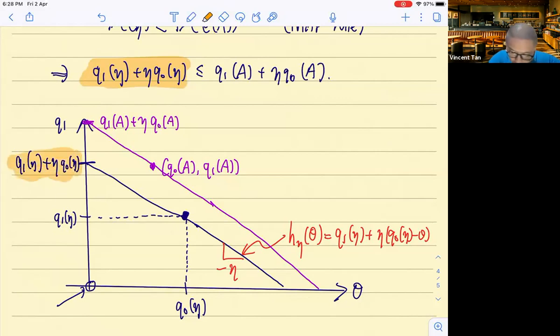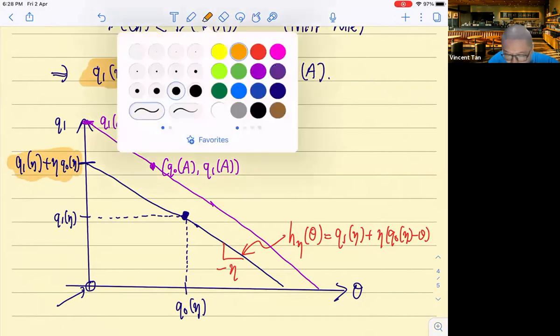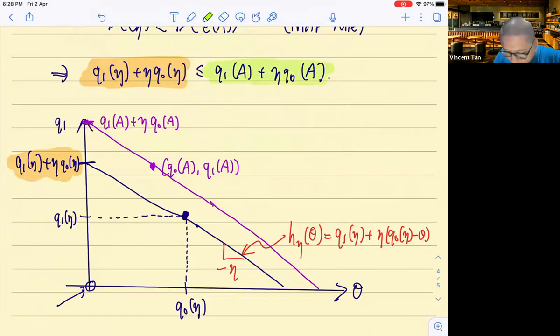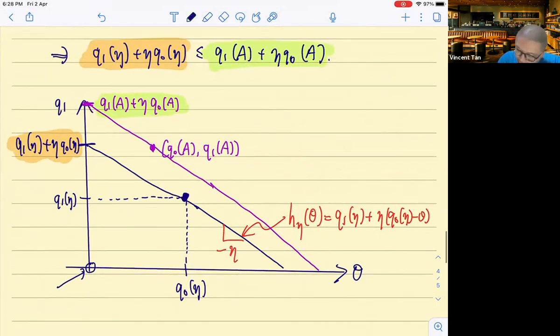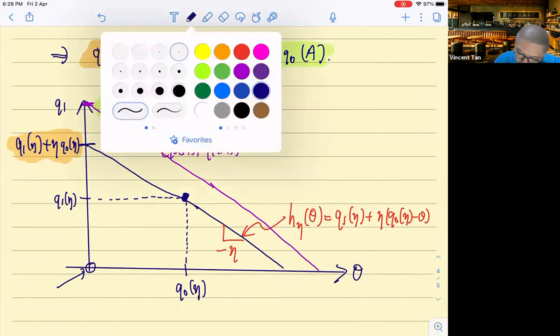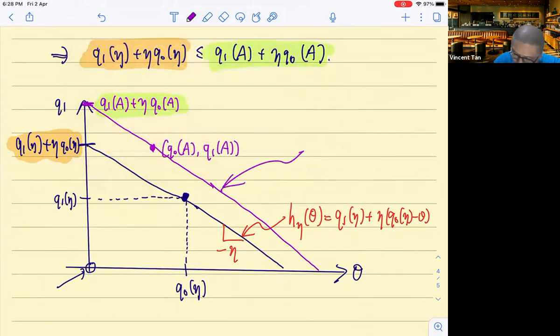Okay. Now what it's saying is that let us consider any other test, and it has this performance here, and this is up here. All right. So what this is saying is that these two lines, all right, so this line again has some other equation. This line has some other equation. This is H of A of theta is equal to Q1 of A plus eta Q0 of A minus theta.